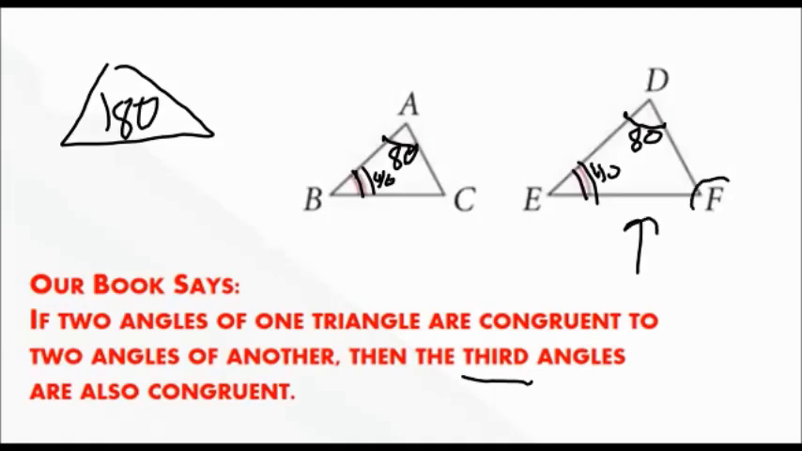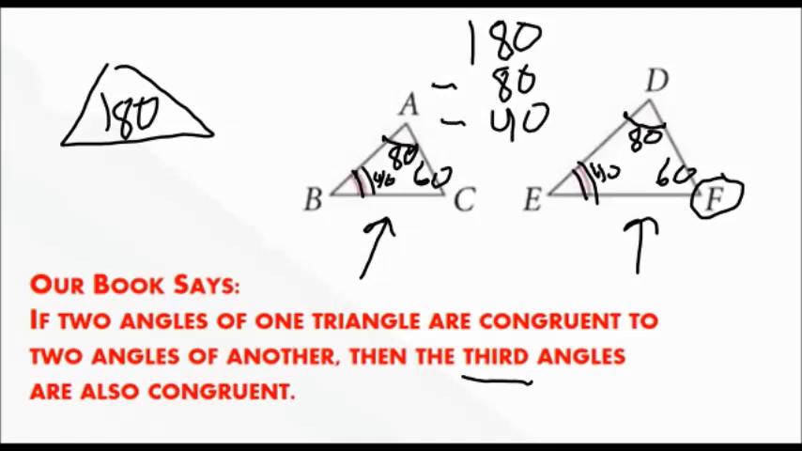And so, looking at this picture, what would angle F have to be? Well, they have to add up to 180, so that means it's 60. What about this one? What about angle C? They have to add up to 180, and so the math will tell us that has to be 60. And all I'm doing is 180 minus 80 minus 40 equals 60. It's the same exact math for either triangle.